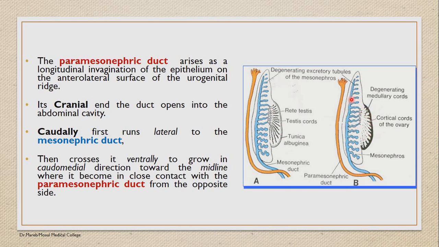Now, although this is female and this is male, you can see in both 2 types of ducts. One of them is called the mesonephric duct or Wolffian duct, and the other is called the paramesonephric or Mullerian duct. Here you can see this is the male duct, the Wolffian duct. This is the female duct, which is the Mullerian duct.